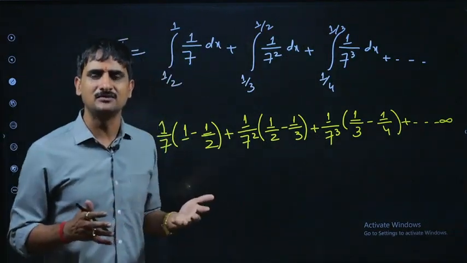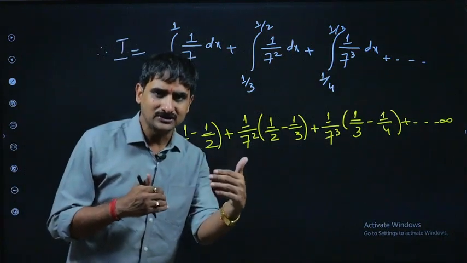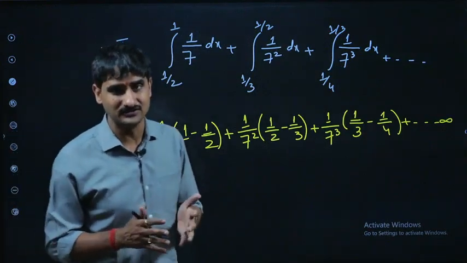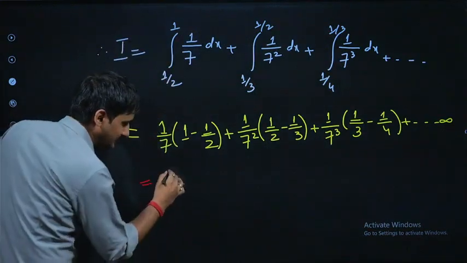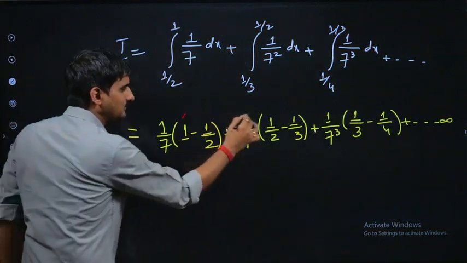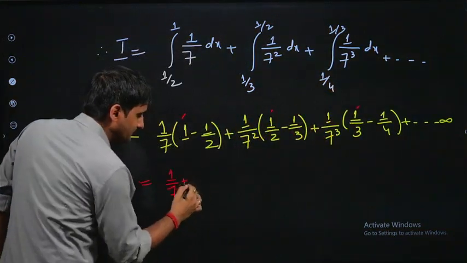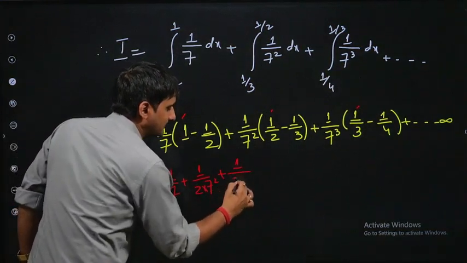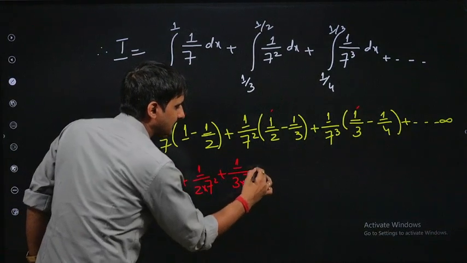There is no standard form in that chapter of sequence and series to which we can match it and then use any method to solve it. So I will say collect all positive terms together: half into 7 square plus 1 by 3 into 7 cube, and so on.